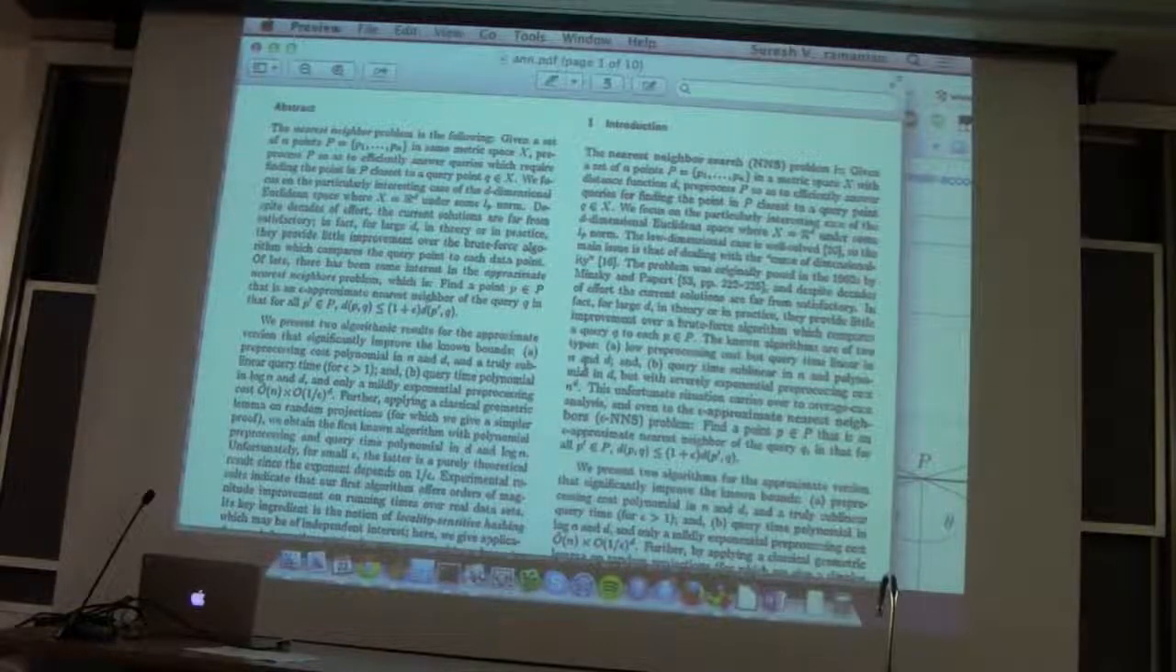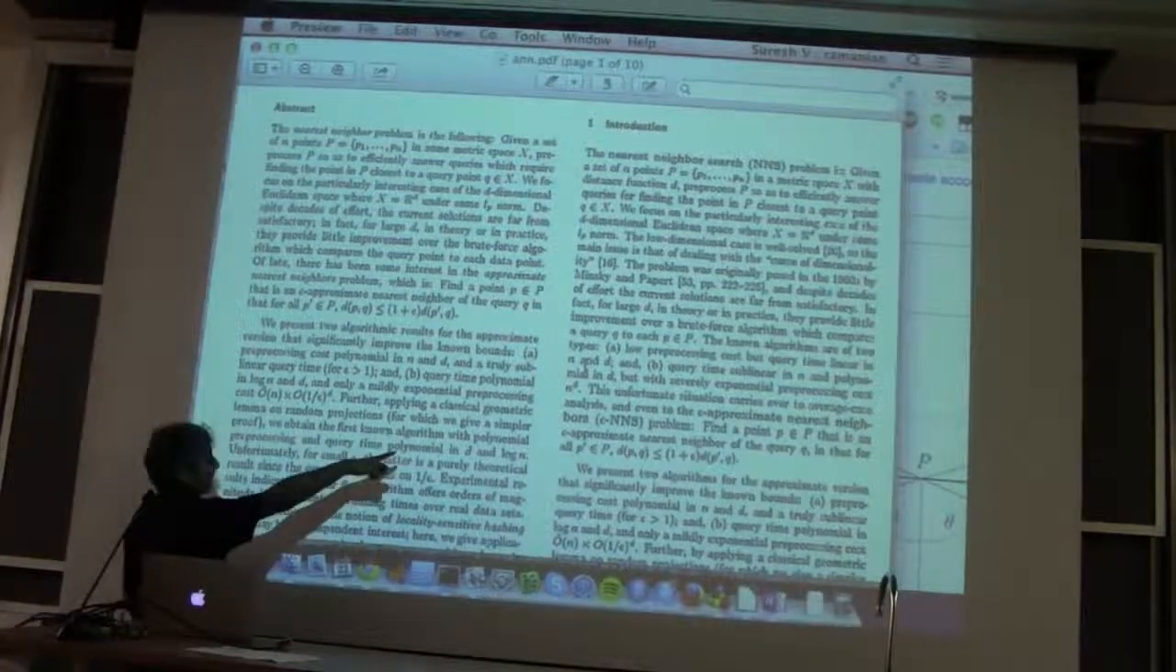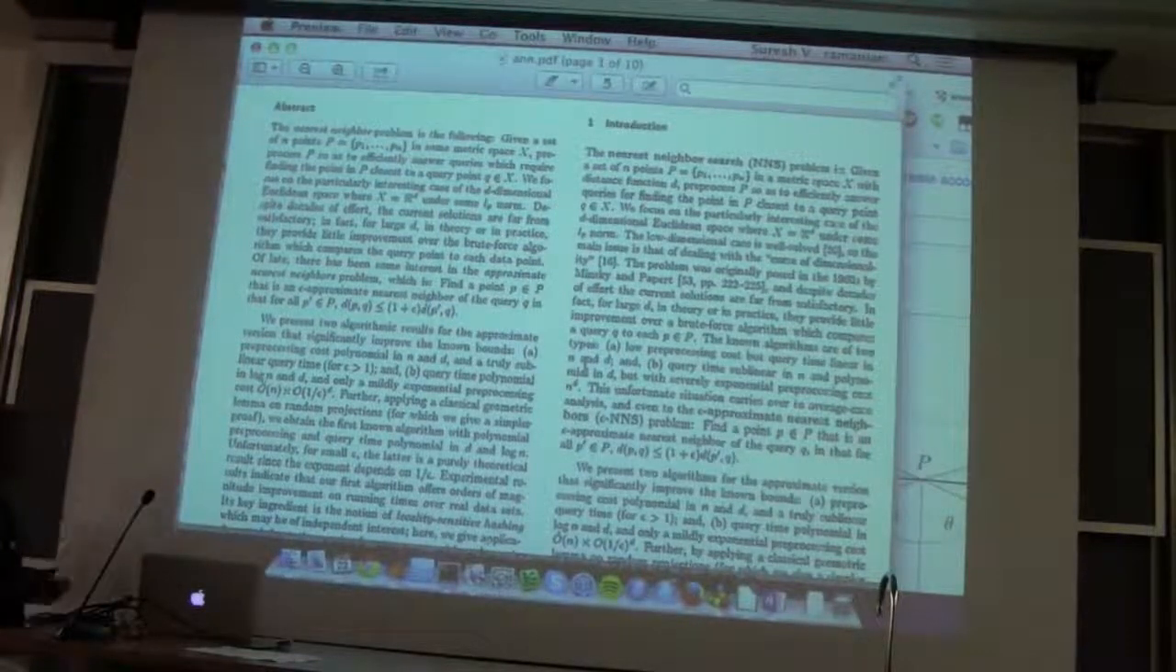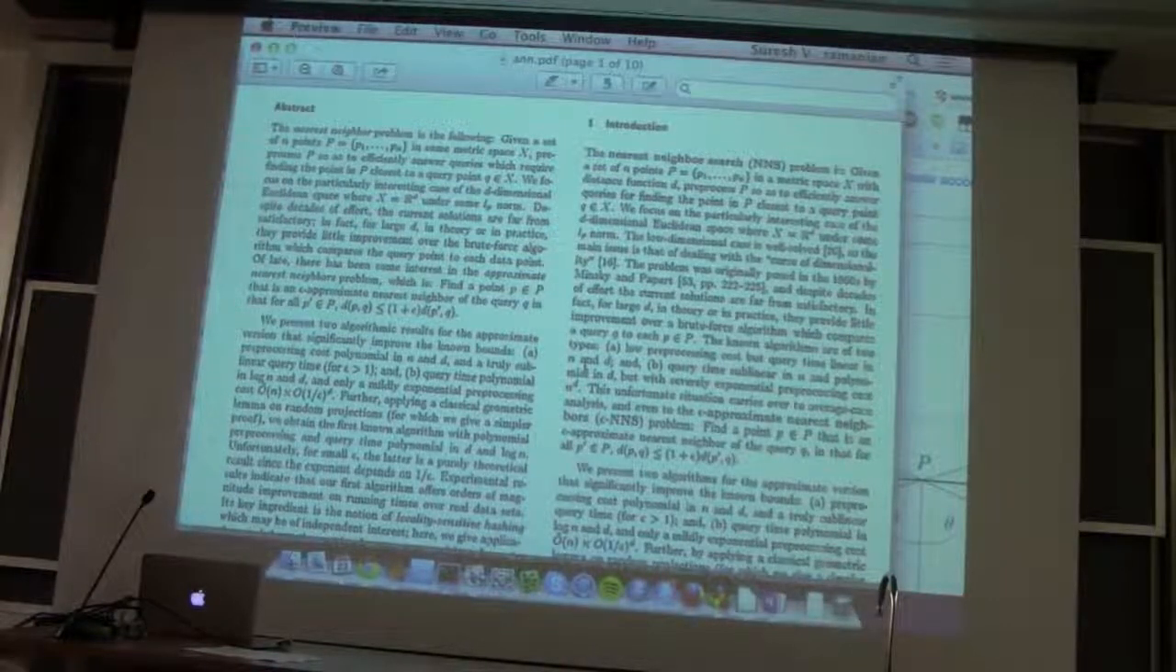Bounds are good. Further applying a classic geometric norm. Okay, I don't know. Or maybe I do, but you don't. We obtain, okay, this seems to be important. We obtain the first known algorithm with polynomial preprocessing and query time polynomial in d and log n. Okay, that seems like they think it's important.